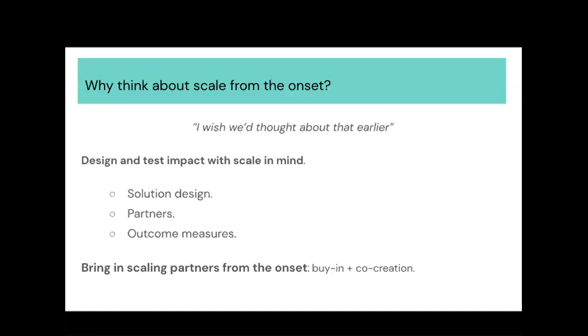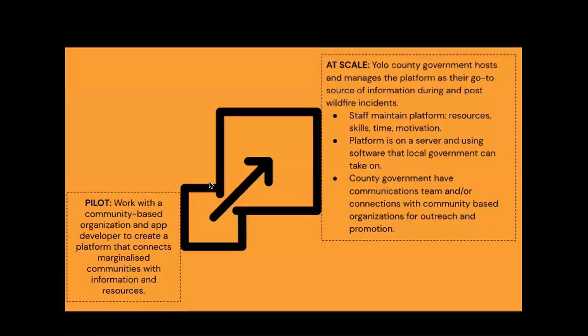Thinking about who might scale the solution, therefore, enables you to bring them into the process from the start. And this is crucial because one, they are much more likely to take it up if they have been involved from the onset than if you come to them with a ready-baked solution. And secondly, they are the ones that can tell you what the design would need to look like for them to be able to implement it at scale and what they care about in terms of outcomes.